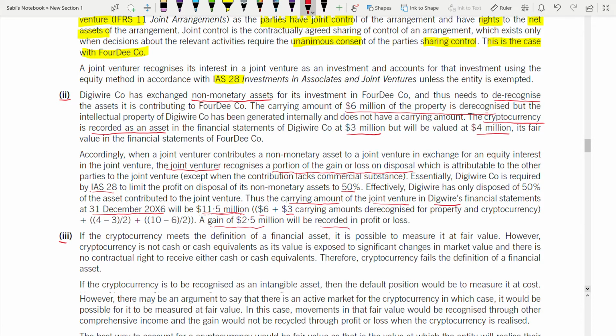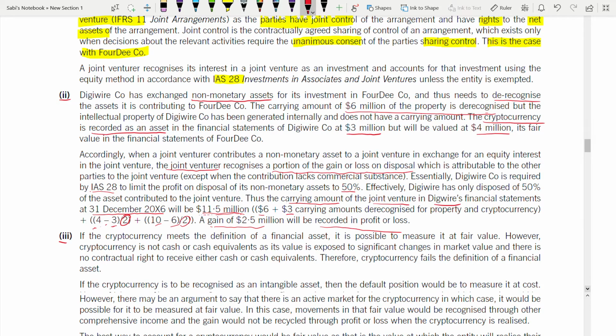How is that gain recognized? The working is in the bracket here. If you see, 4 minus 3 divided by 2 plus 10 minus 6 divided by 2. You have to divide it by 2 because it is a joint venture. They will both get 50-50%. That's why you're dividing it by 2. 4 minus 3, the fair value minus the cost, is for the cryptocurrency. And this is for the property. Fair value was 10 and cost was 6.